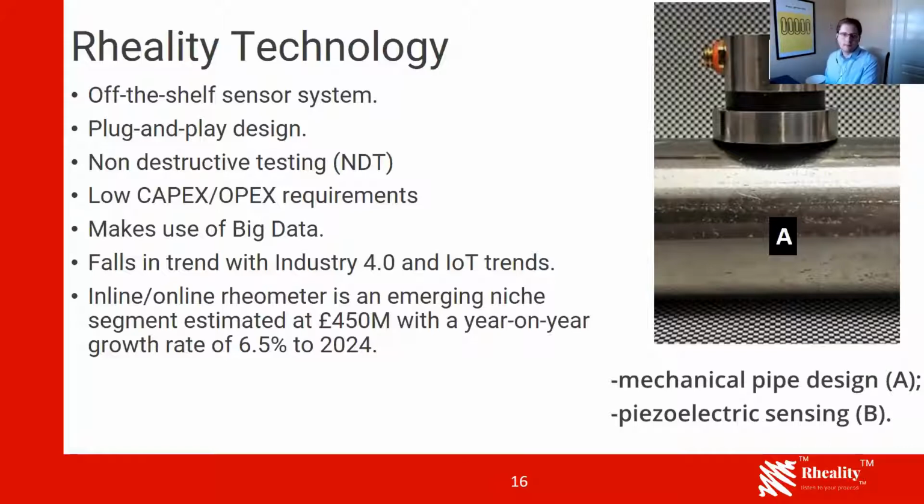Acoustic emission is a non-destructive testing technique, which is quite popular and increasingly used in food and chemical engineering applications. It's a very low CapEx and OpEx requirement. I said it's much cheaper than an active solution. Then we have these magical buzzwords I'm not a fan of, but it makes use of big data, Industry 4.0, Internet of Things trends. So I can process a lot of data constantly that flows in and flows out. It is an emerging niche segment for inline and online rheology at £450 million with a year-on-year growth of 6.5%. So it's a fairly strongly growing market.